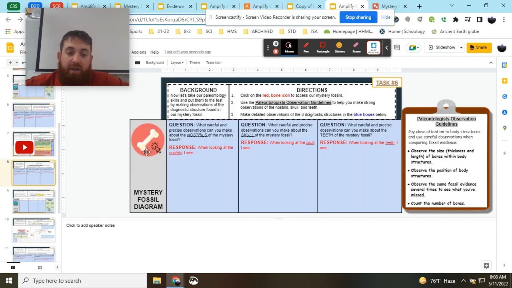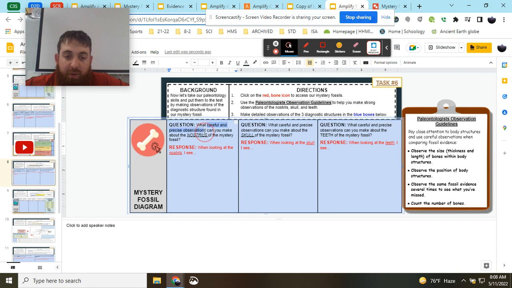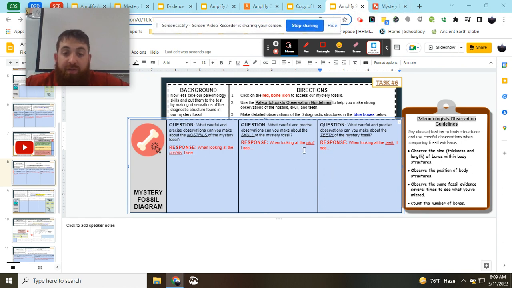So the next task, you're going to click on the diagram here, and you're going to be looking to make careful and precise observations about three important structures: the nose, skull, and the teeth of our mystery fossil. So when you click on the diagram, you'll have a picture of the mystery fossil, and you're going to be making careful and precise observations of those three structures.